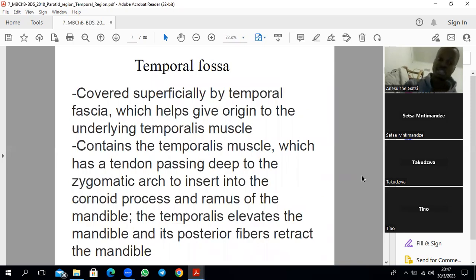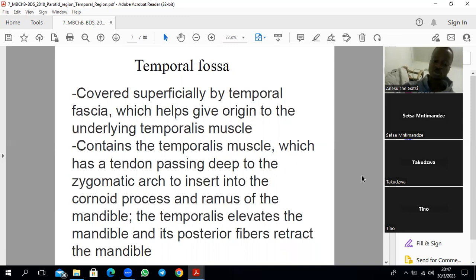Then in terms of contents, there is temporal fascia, then there is the temporalis muscle. The moment you say that there is a muscle, I need to know what innervates the muscle. Whatever nerve innervates our temporalis muscle, I'm also going to find it within the temporal fossa, and the blood vessels as well.